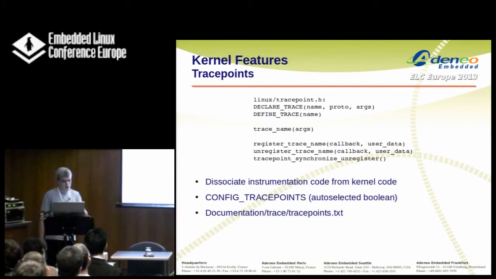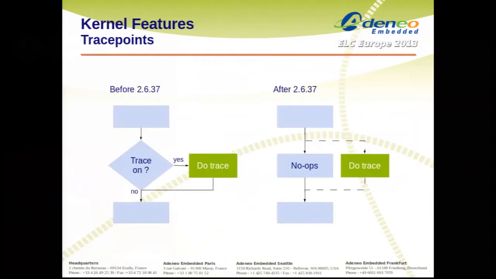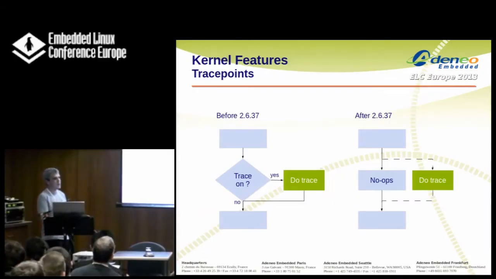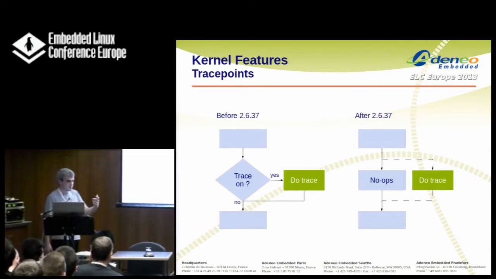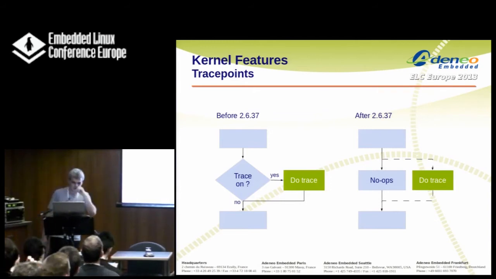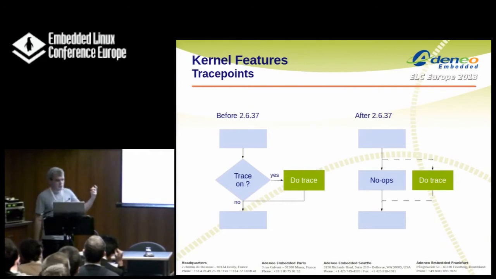To activate it, use the configuration option CONFIG_TRACEPOINTS. You will find more information on that in the documentation, trace/tracepoints. For tracepoints, also before 2.6.37, there was for each tracepoint a branch, generally on a global variable. So when activated, it was calling the callback.